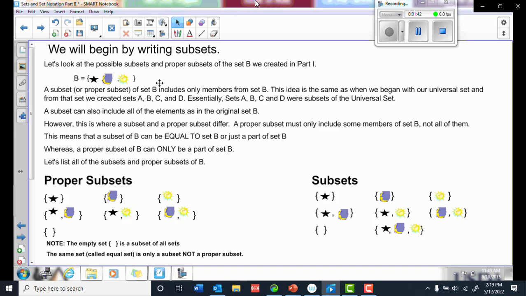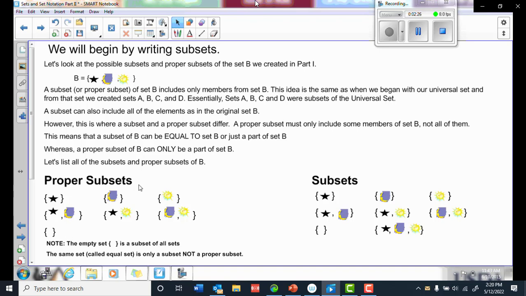Now, a subset can include all the elements as in the original set B. However, this is where a subset and a proper subset differ. A proper subset must only include some members of set B, not all of them. This means that a subset of B can be equal to set B or just a part of set B, whereas a proper subset can only be a part of set B. So let me go into that by listing them. If that wasn't clear, you'll see it here.